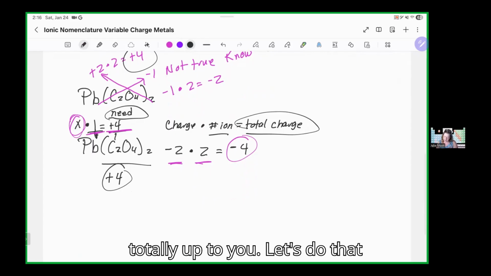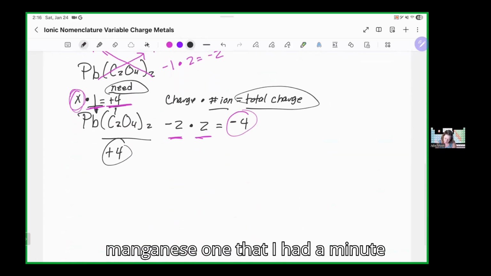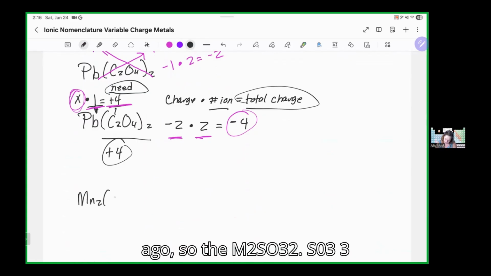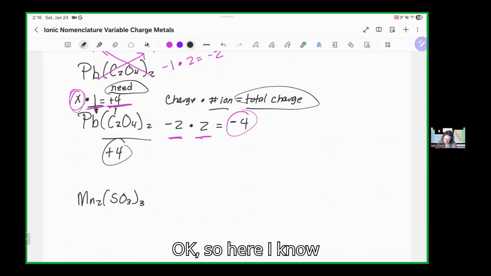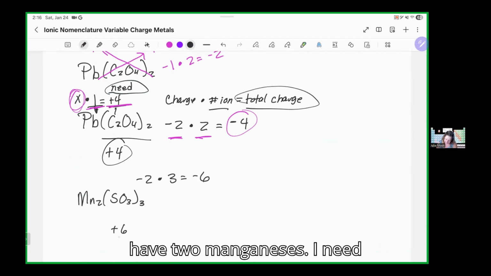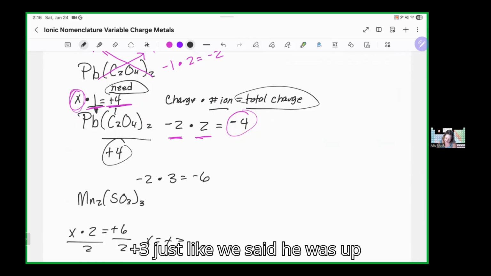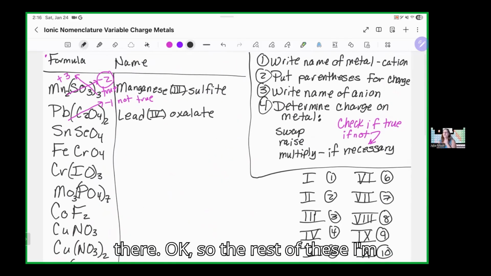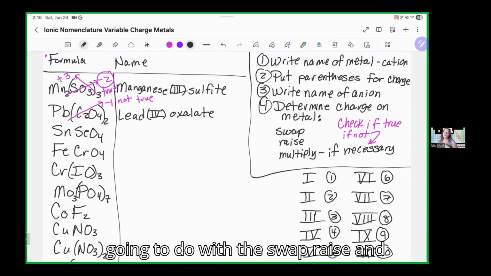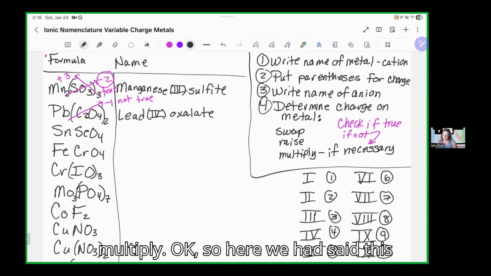Let's do that manganese one that I had a minute ago. Mn2(SO3)3. So here I know that sulfite is a -2. I have 3 of them, so I have a -6. I need a +6. I have 2 manganeses, and I need to know what that charge is. So I divide by the 2. It's +3, just like we said up there. So the rest of these I'm going to do with the swap, raise, and multiply.